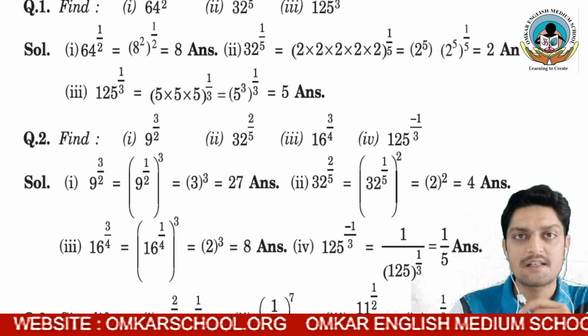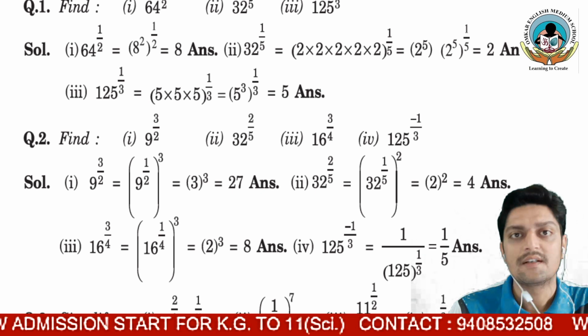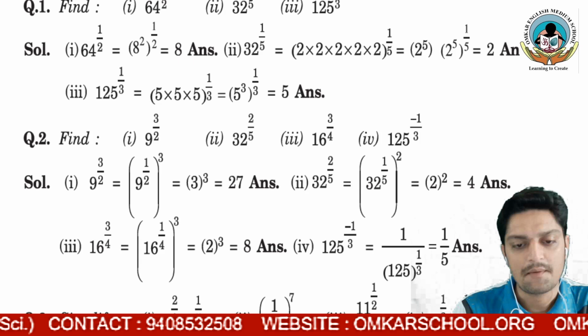So in this type, if a number is given in the form of power, especially 1 by 2, 1 by 5, 1 by 3, you have to consider it as that root. 1 by 2 means the second root, that is, square root. 1 by 5 here in the second question means the fifth root. 1 by 3 is what? The third root, that is, cube root.